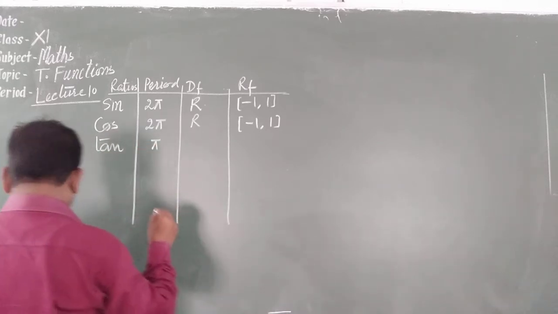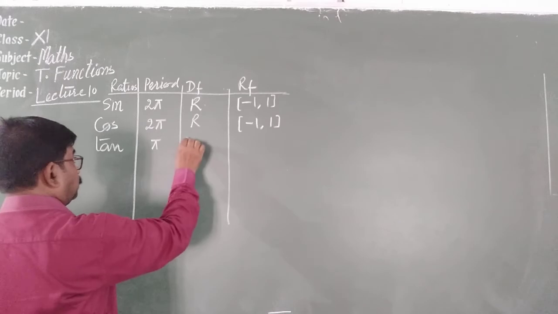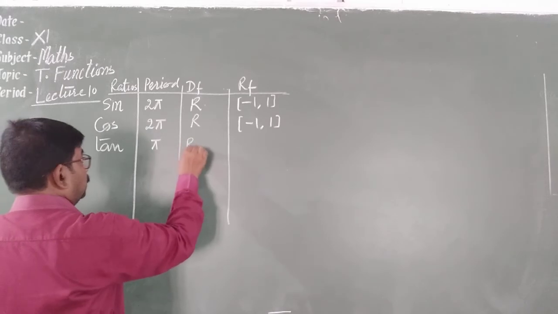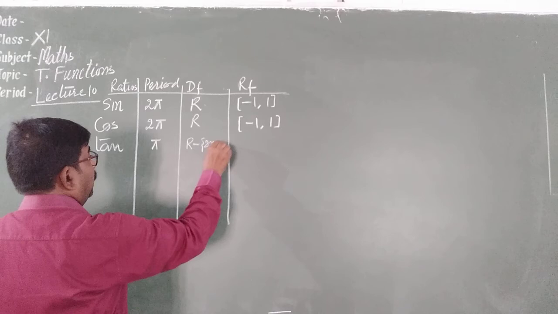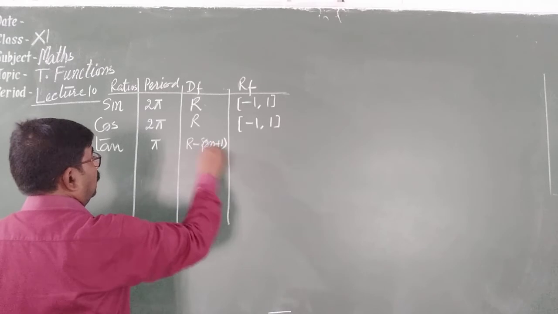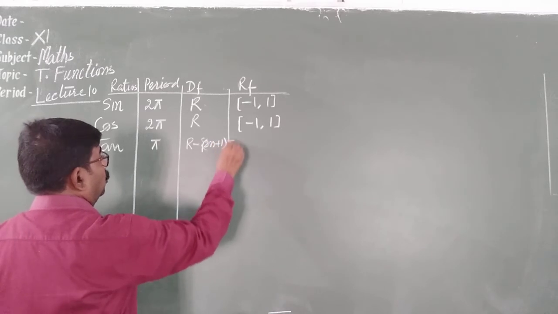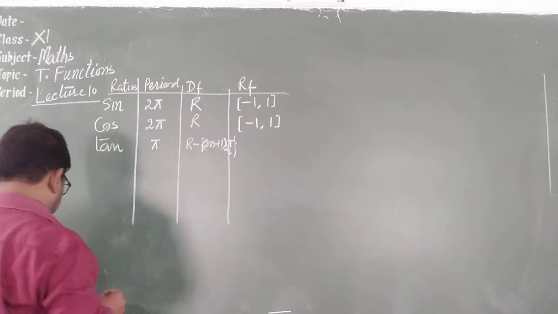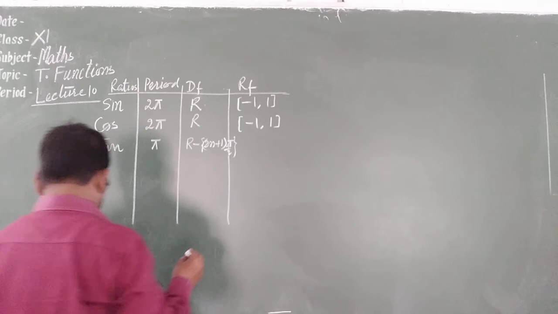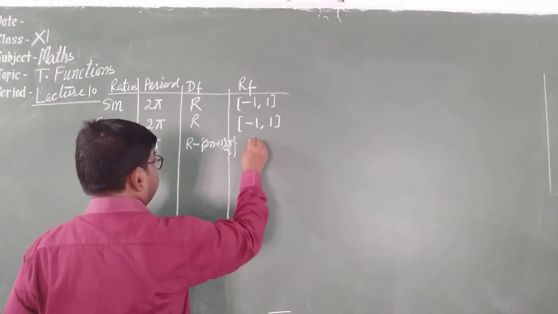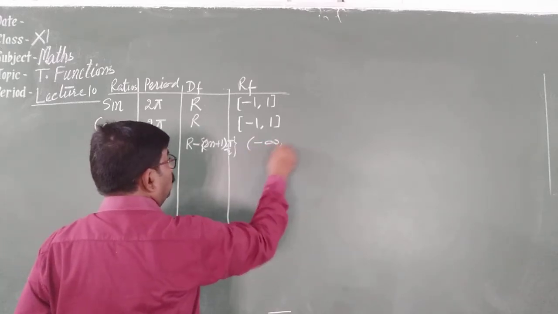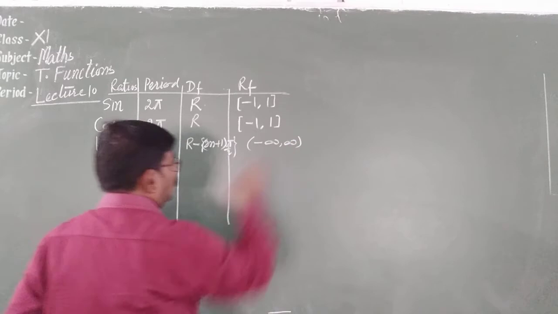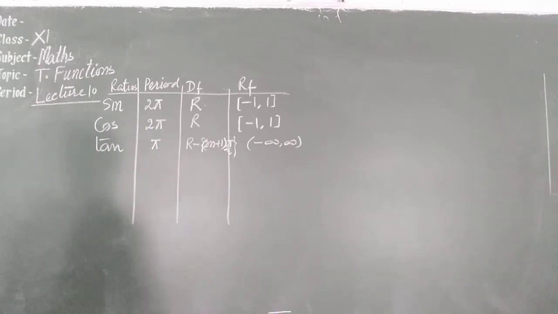Its domain is R minus (2n plus 1) pi by 2, and its range is minus ND to plus ND.